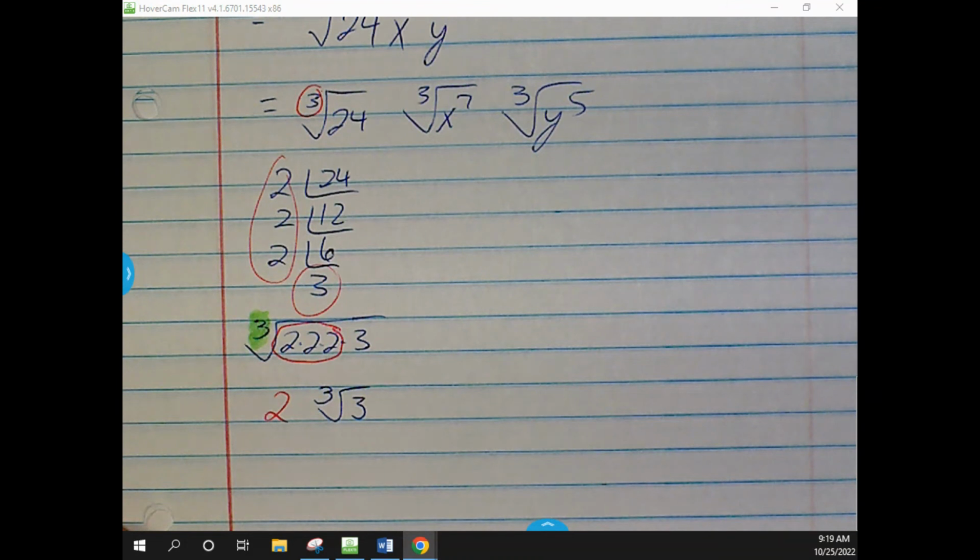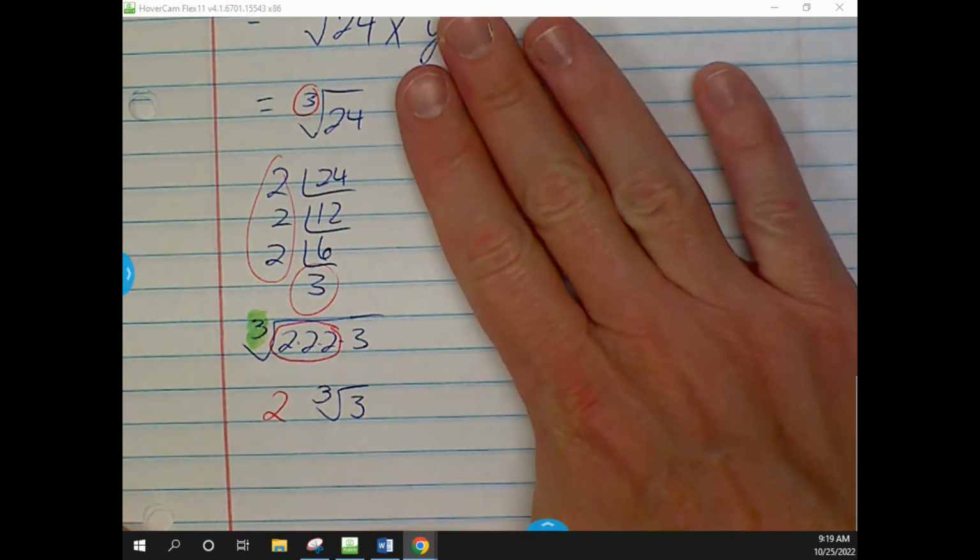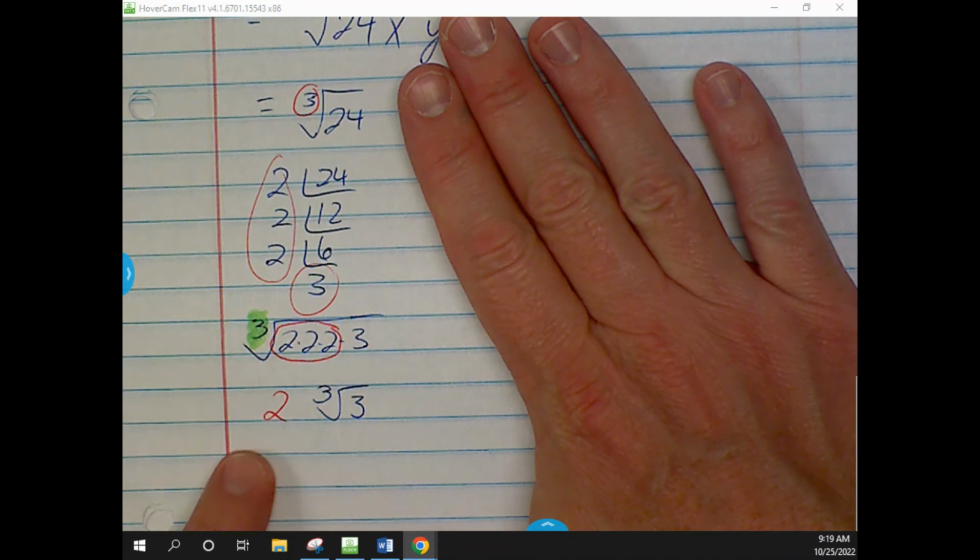So if all we had to do was break down the third root of 24, that answer would be 2 times the third root of 3.